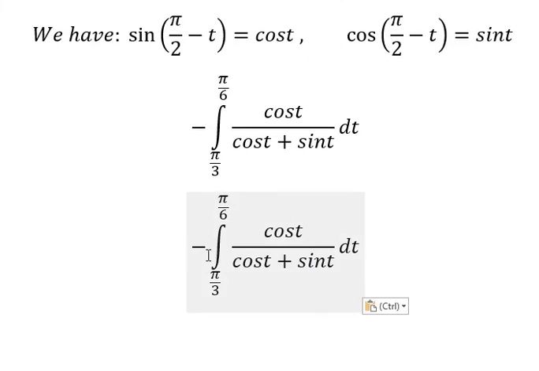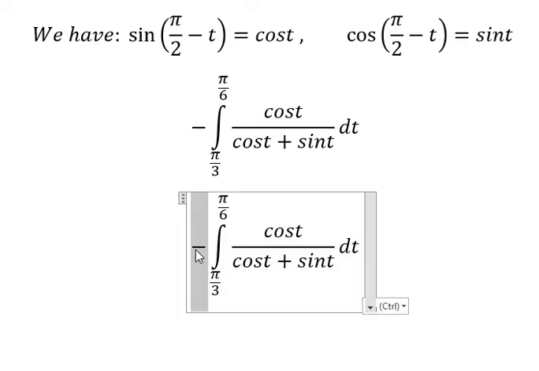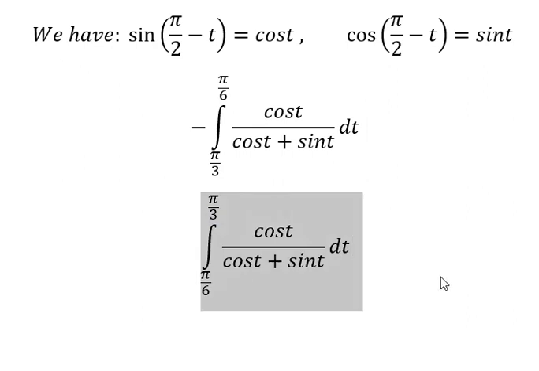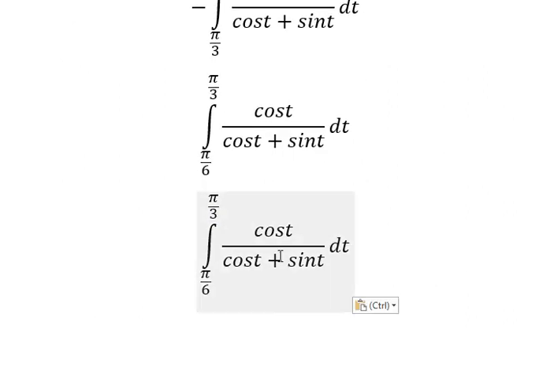Next we have the negative sign. Now we can swap the top and the bottom. So this one we have b over 6, this one we have b over 3, and now this one we can change back to s.